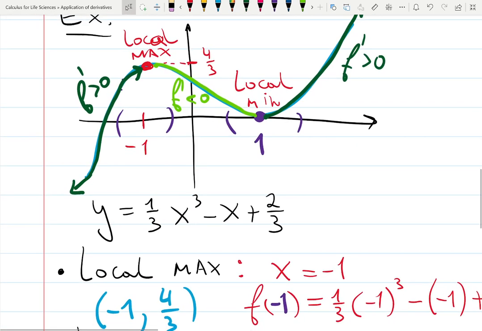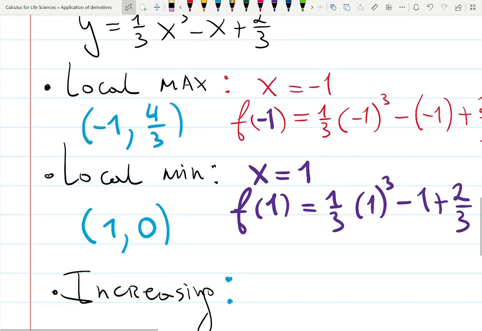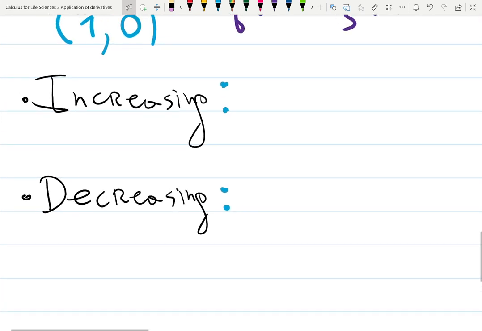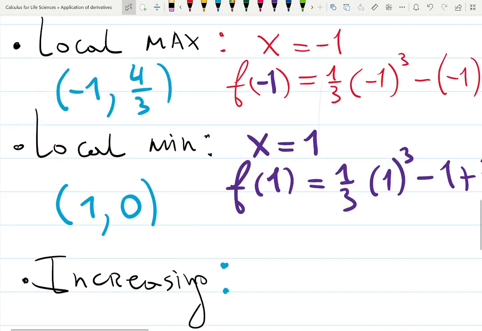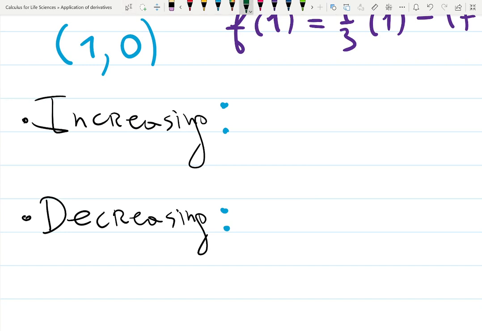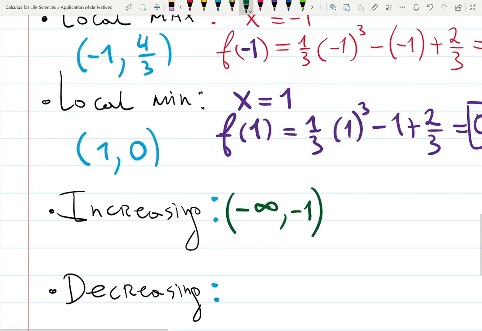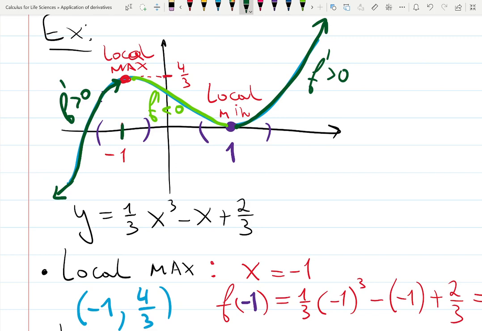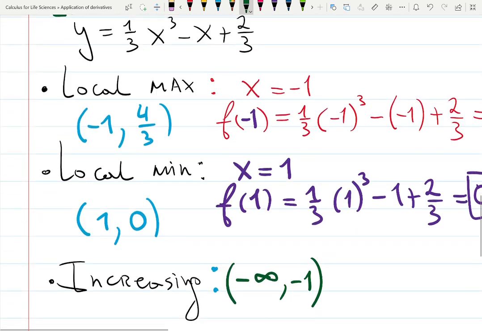You need to learn how to identify those intervals, writing it in your homework and on a test. The function is increasing. I used green color. The function is increasing from minus infinity to the first local maximum. Let's check. From minus infinity to minus 1, the function was increasing. Derivative is positive. Then it was decreasing, so I'm going to skip that part. And then it was increasing again from 1 to plus infinity.